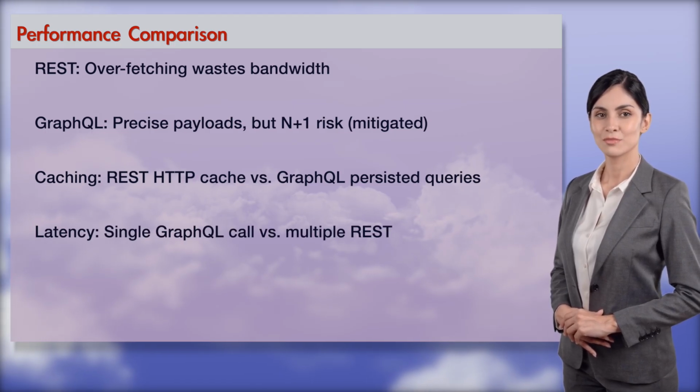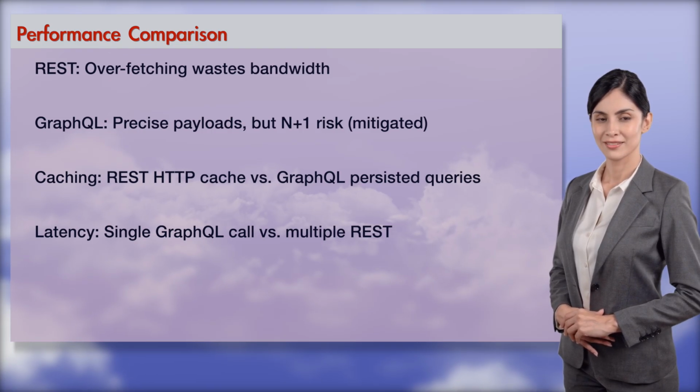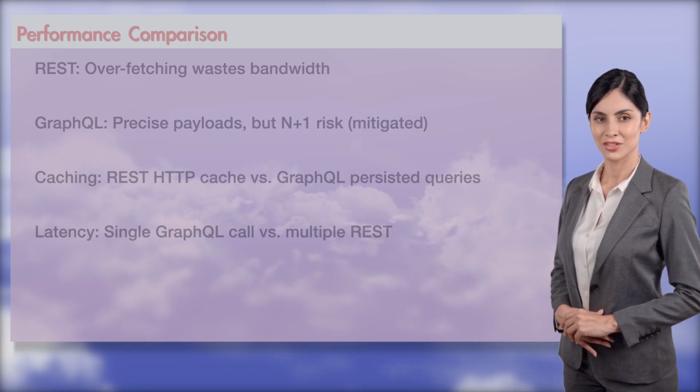Caching in REST uses mature HTTP mechanisms. GraphQL uses persisted queries or client-side caching. GraphQL usually wins on latency with a single call versus multiple REST round trips.